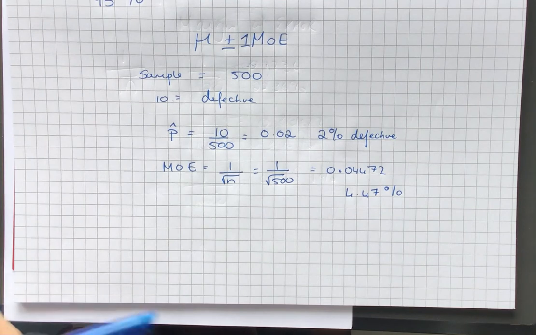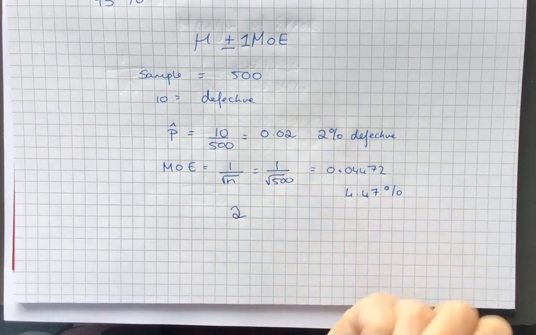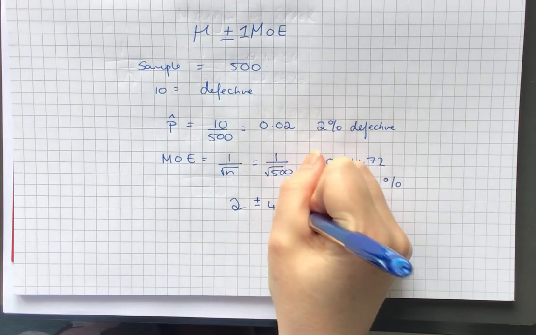Okay, so you want to create your confidence interval. Your confidence interval is going to be made up of 2 plus or minus 4.47.